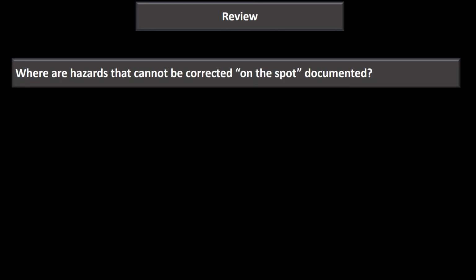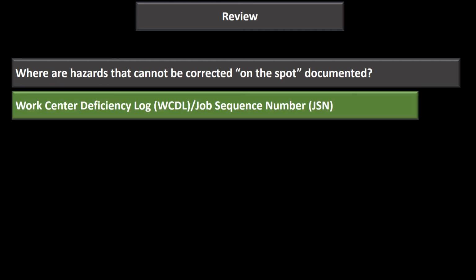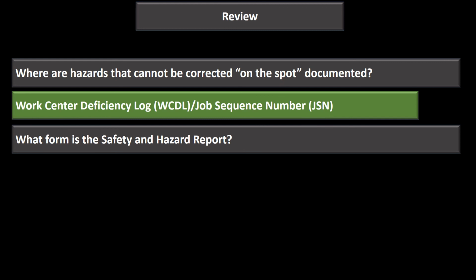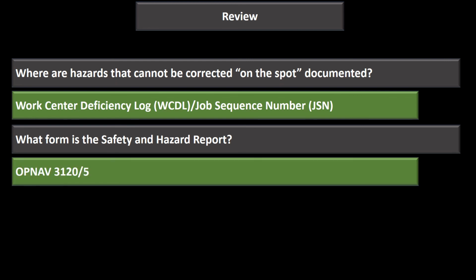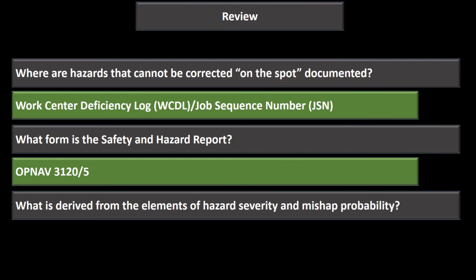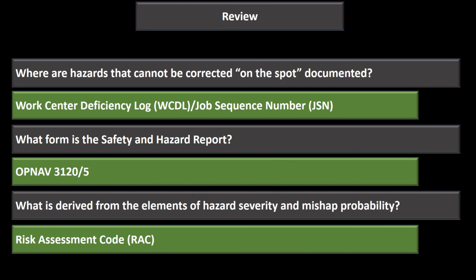All right, a little review of what we covered. Where are hazards that cannot be corrected on the spot documented? If we can't control a hazard on the spot, we've got to document it in the Work Center Deficiency log, the job sequence number, the WCDL JSN. What form is a safety and hazard report? Well, we're just looking at it. The OPNAV 3120/5. What is derived from the elements of the hazard severity and the mishap probability? If we take how severe the hazard can be and we take the probability, we can get a RAC, a risk assessment code.